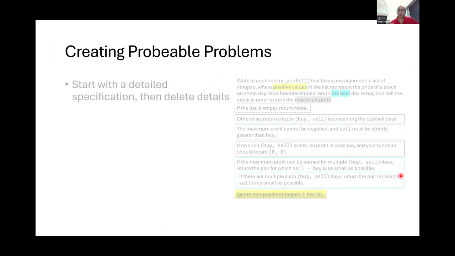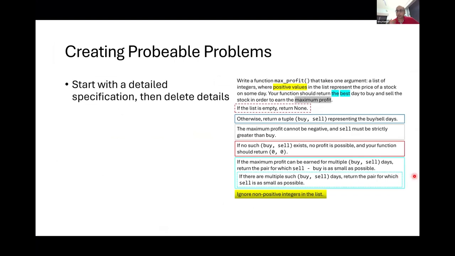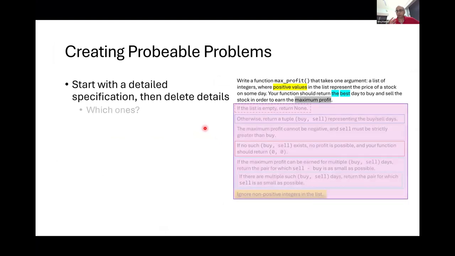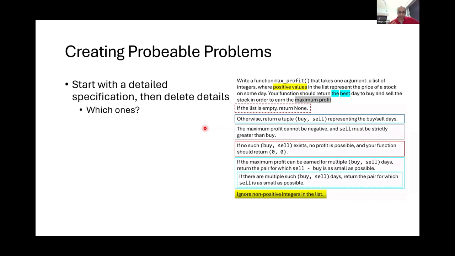Okay. So here is how we suggest creating such questions. Start with your detailed problem specification, and then figure out some details to delete. And of course, the key question is, which details should we delete? Now, we don't know of any scientific mechanism for doing this, but we will suggest what we have tried. Right? So these are just suggested categories of details that one could consider. Right? So everything below this first paragraph is scheduled for the chopping block.